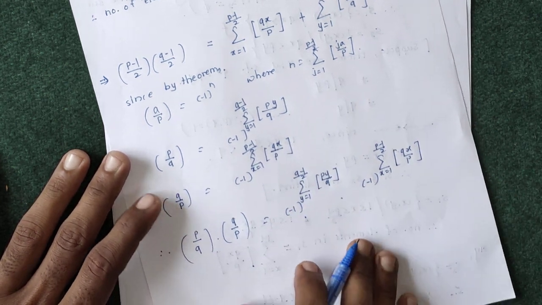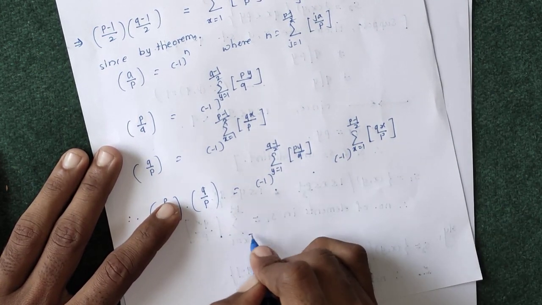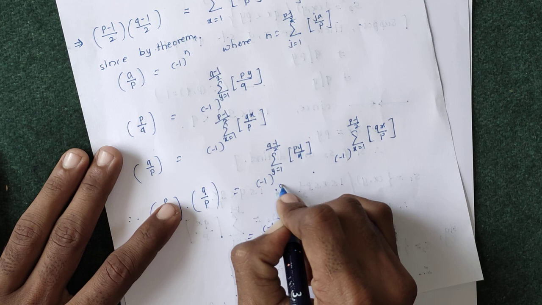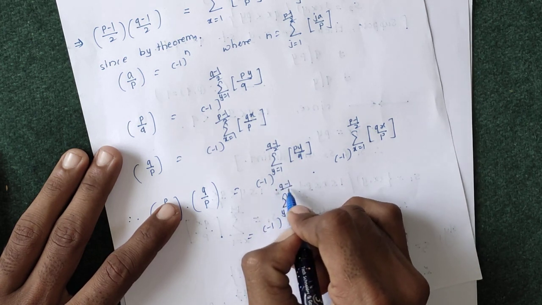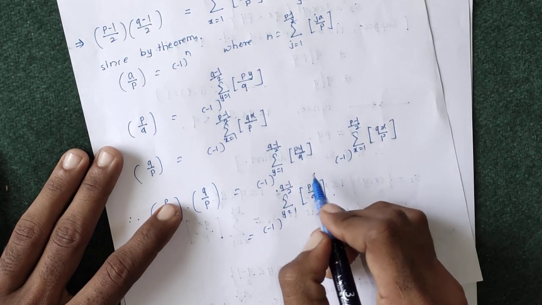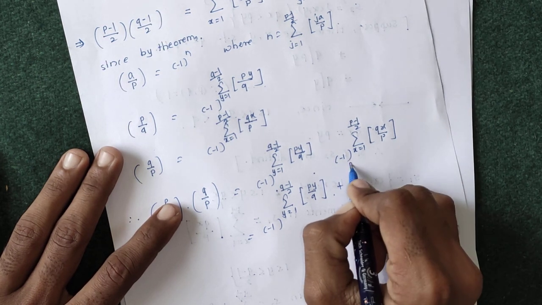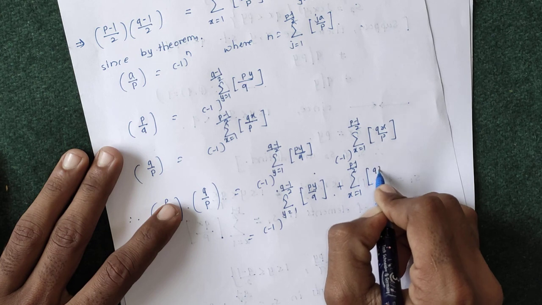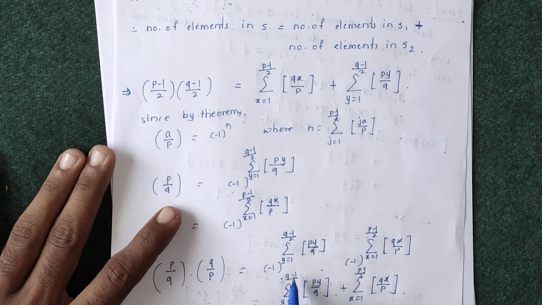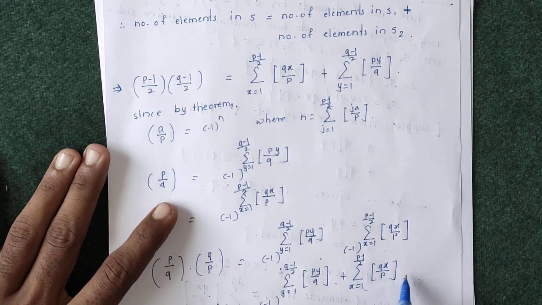Just multiplying these two, we will get this, and now here minus 1 raised to something times minus 1 raised to something. So adding the powers, we can write minus 1 to the power summation y running from 1 to (q minus 1) by 2 of the greatest integer function of py by q, plus summation x running from 1 to (p minus 1) by 2 of the greatest integer function of qx by p.